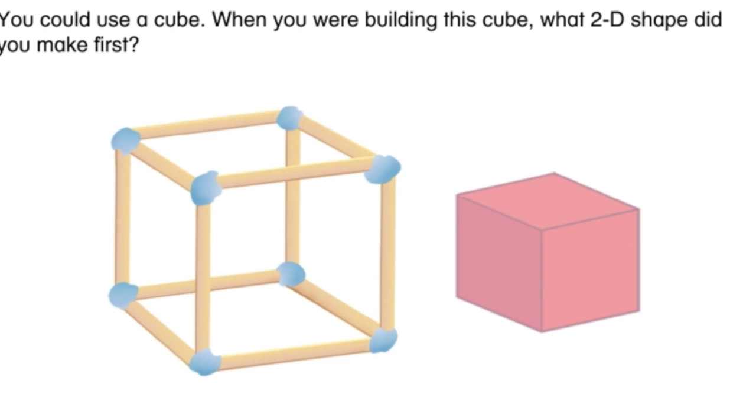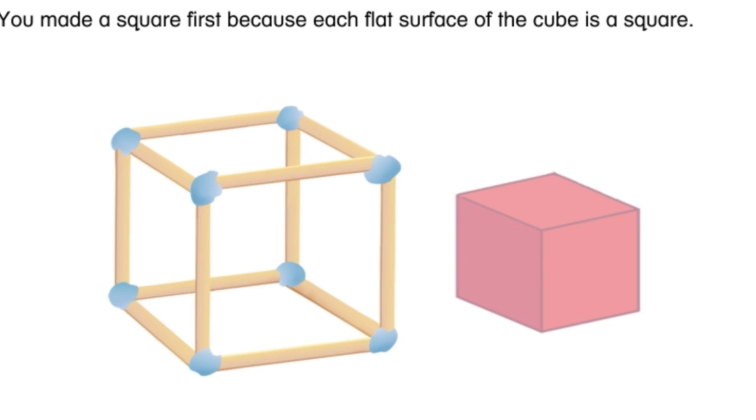When you were building this cube, what 2D shape did you make first? To answer that question, we need to think about what 2D shape is represented on the face. That's a square. You made a square first because each flat surface of the cube is a square.